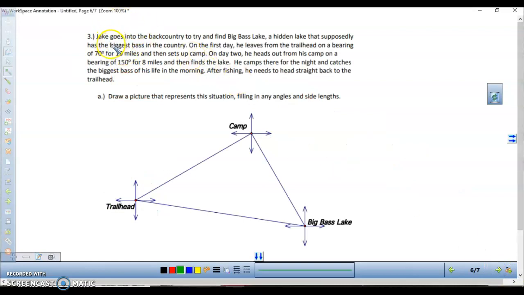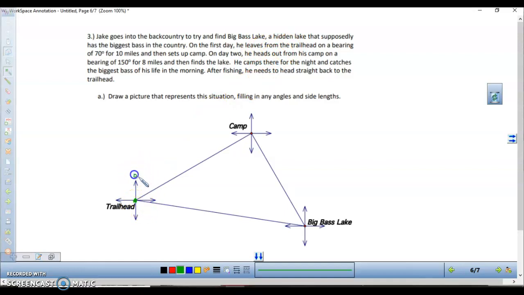Jake goes in the backcountry, trying to find Big Bass Lake. Jake was a student I had last year, and he was big into fishing, so I wrote this problem in his honor. A hidden lake that supposedly has the biggest bass in the country. On the first day, he leaves from the trailhead. So here's the trailhead, and he leaves on a bearing of 70 degrees.